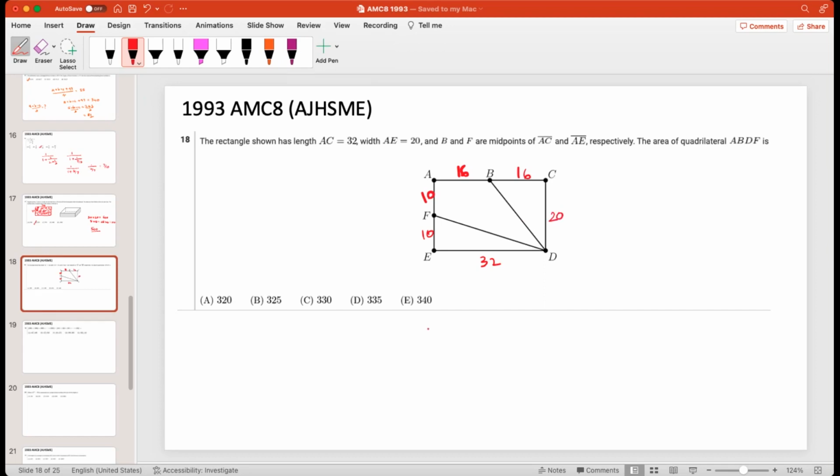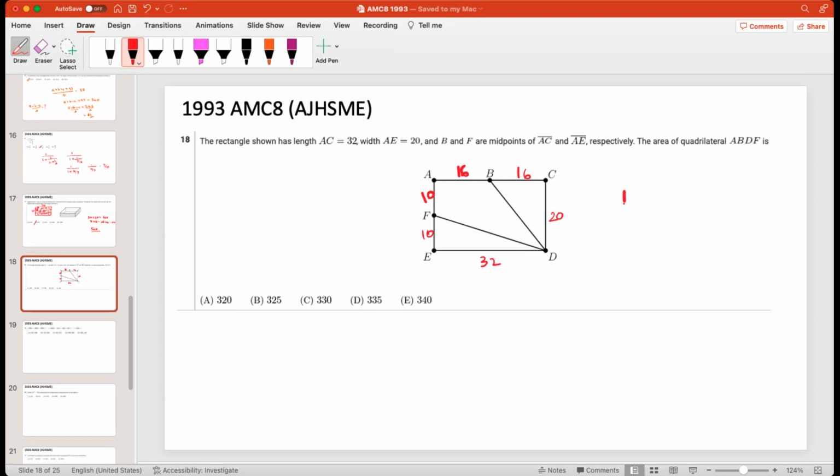The area of the quadrilateral ABDF. So they want ABDF, this one. So this is nothing but the whole rectangle minus these two right angle triangles, right? And the area of the right angle triangle is pretty easy to calculate, half into base into height. So first let's do that.